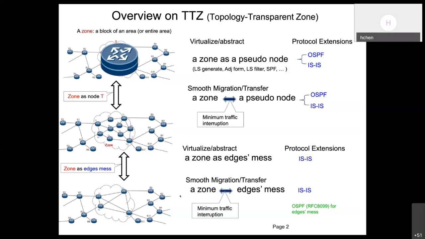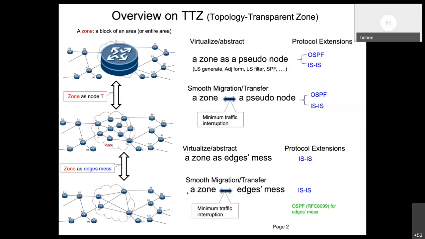In addition to that, we also have a solution for abstracting a zone as the edges, the full mesh. If we go from the center of the picture going down, we abstract the zone as the zone's edges full mesh. So we can also roll back from the edges full mesh to the zone. Then we can rearrange the zone and abstract back to different zones and edges full mesh. Regarding this part, we have solutions in the draft for IS-IS.